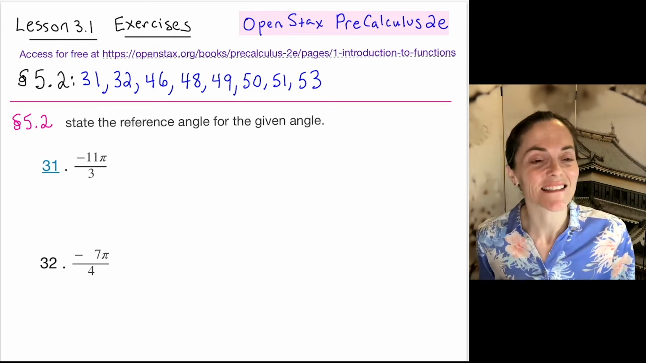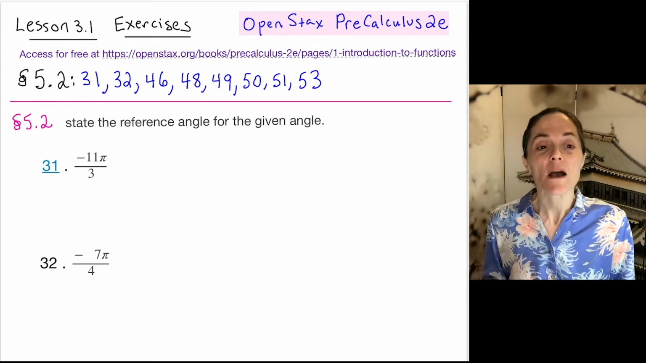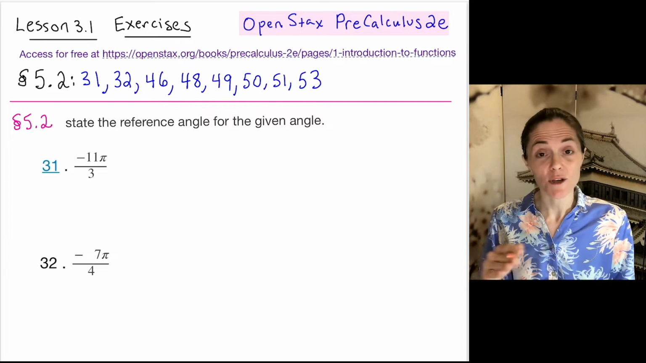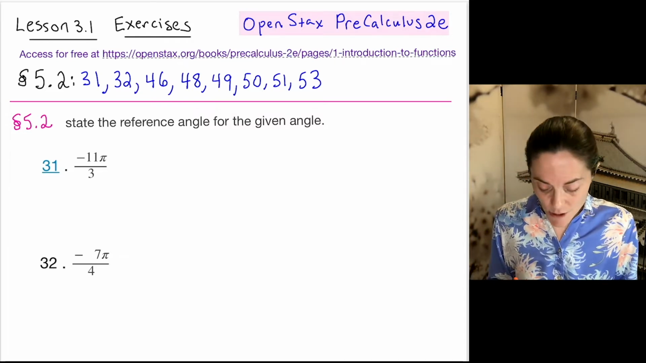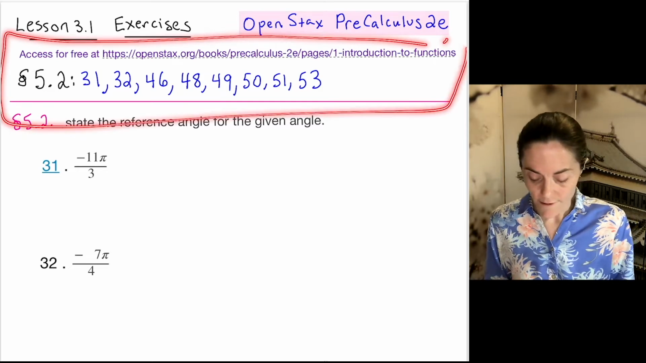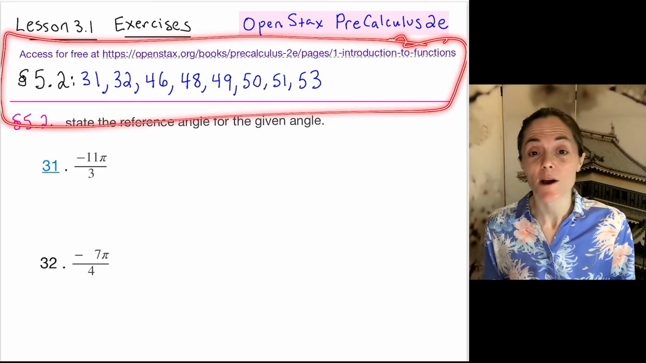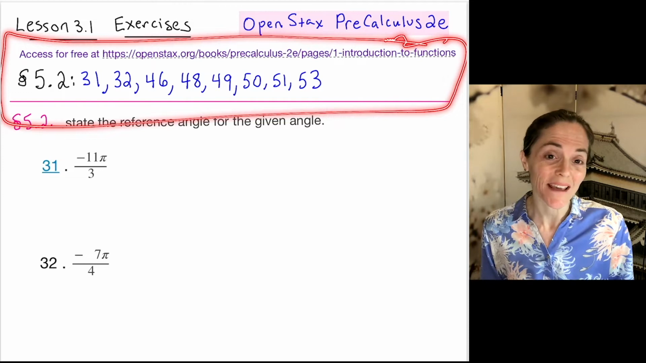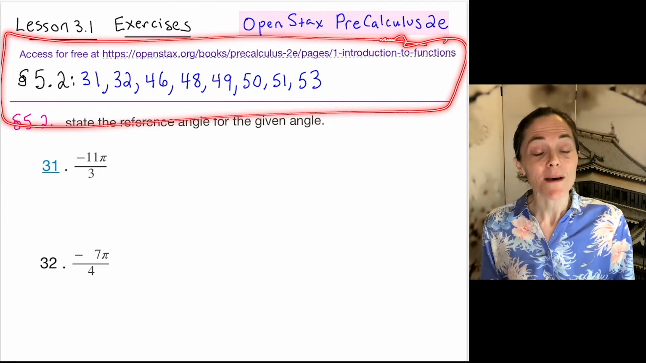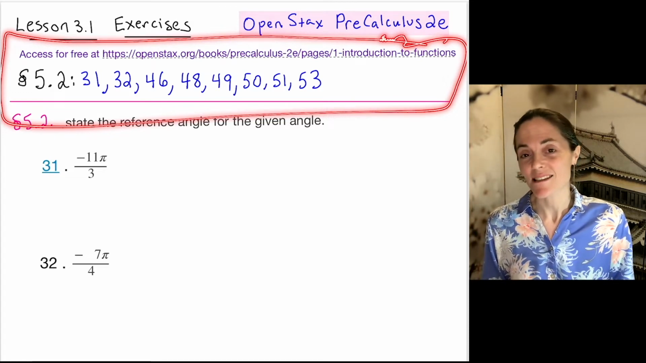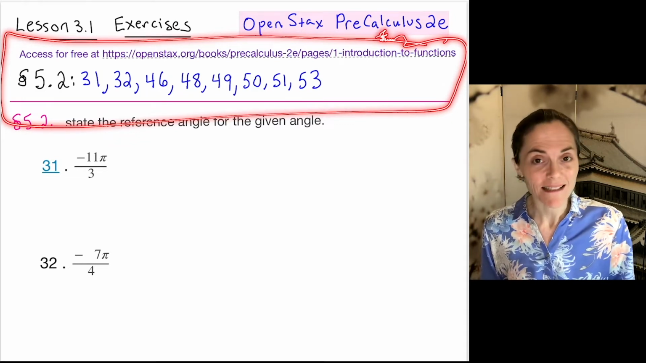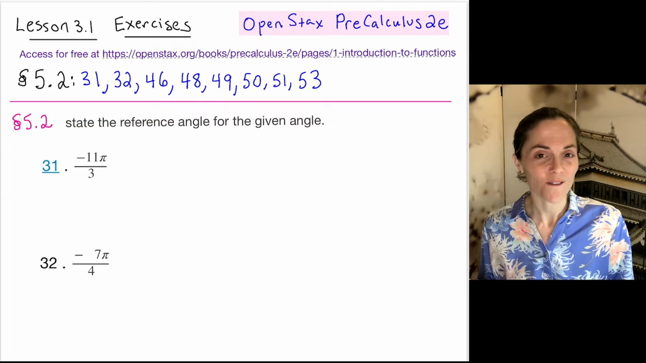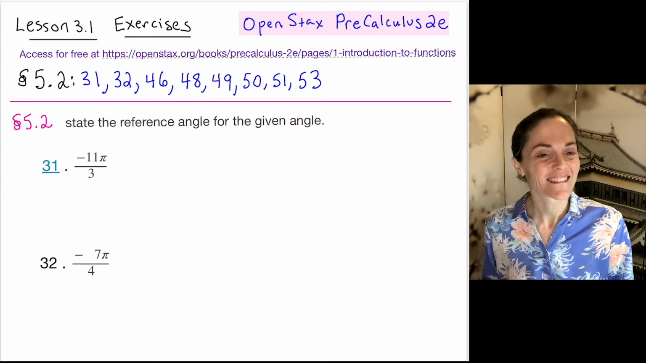Here are the exercises for lesson 3.1, which was our first lesson on trigonometry. It had the unit circle, sine and cosine. The exercises I will work are from section 5.2 in OpenStax Precalculus 2E, and they are listed here. As usual with these exercise videos, I recommend you try them first, then you can come back to this video where I'll go over the problems.